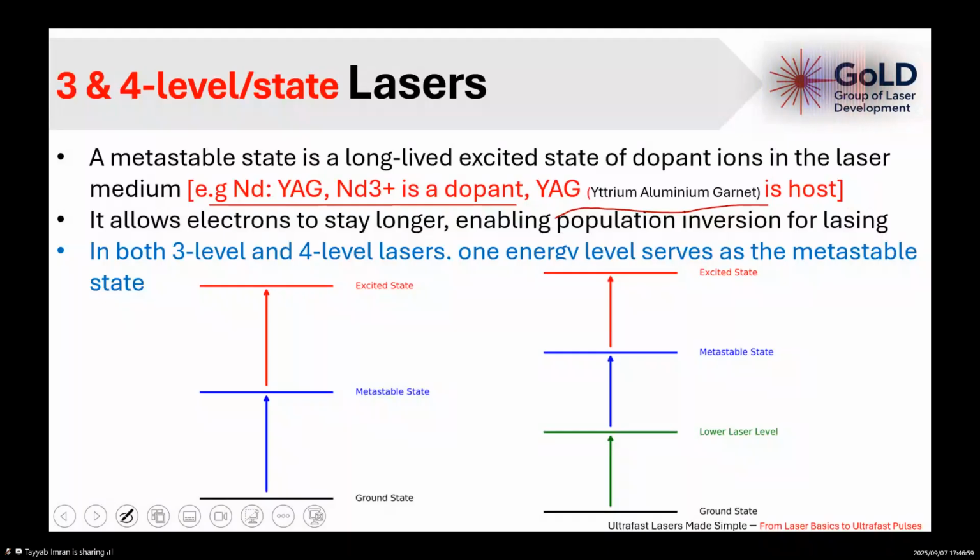Okay, so neodymium is a dopant, and YAG, yttrium aluminium garnet, is the host. If you simply use YAG, there will not be a laser. When Nd is introduced as a dopant, in a very small quantity, it creates the metastable level, and then we have lasing.